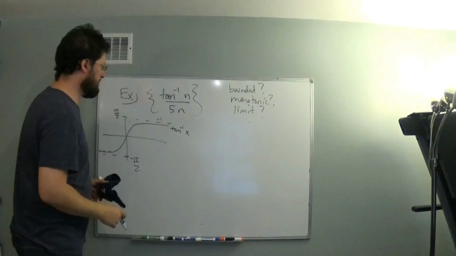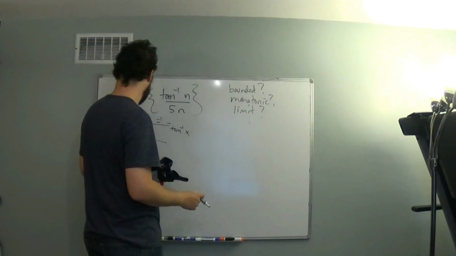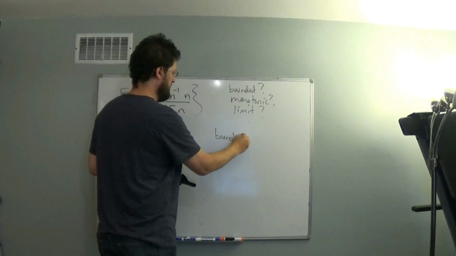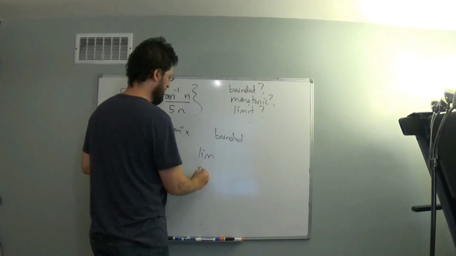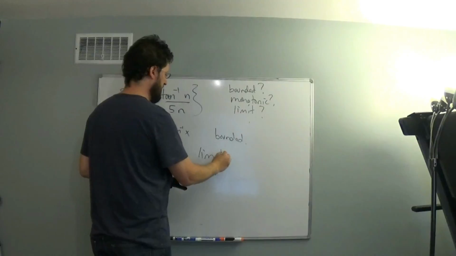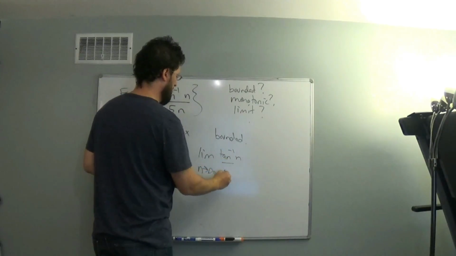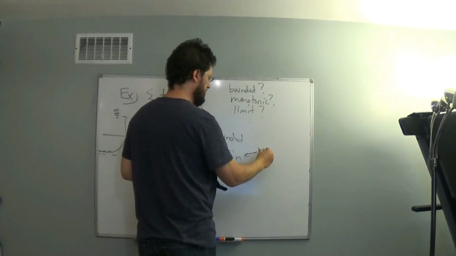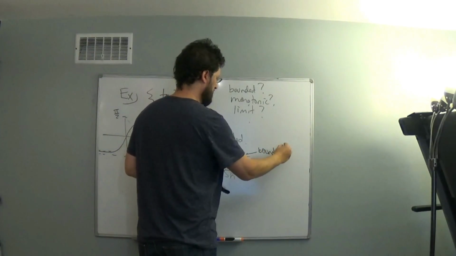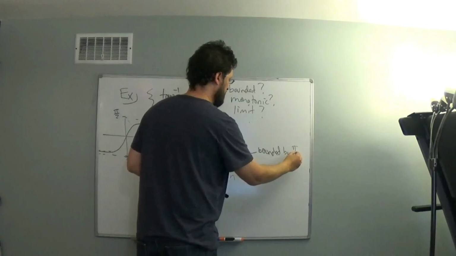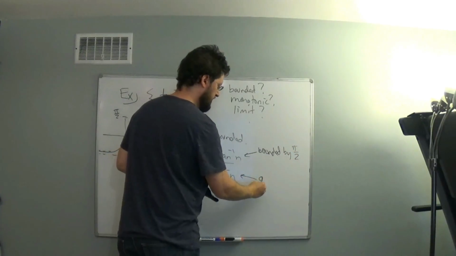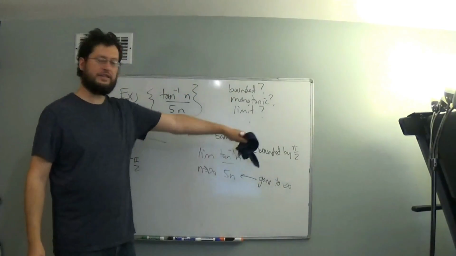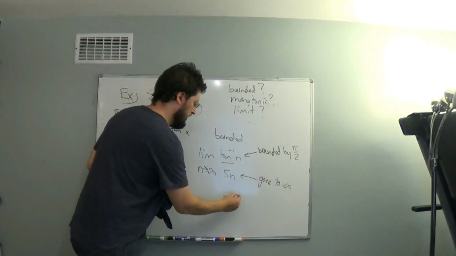We decided that it was monotonically increasing, but it is bounded as well. And the limit, as n goes to infinity, of tan inverse of n over 5n. Well, this is bounded by pi over 2, and this goes to infinity. So it's like a constant over infinity, so that limit is 0.